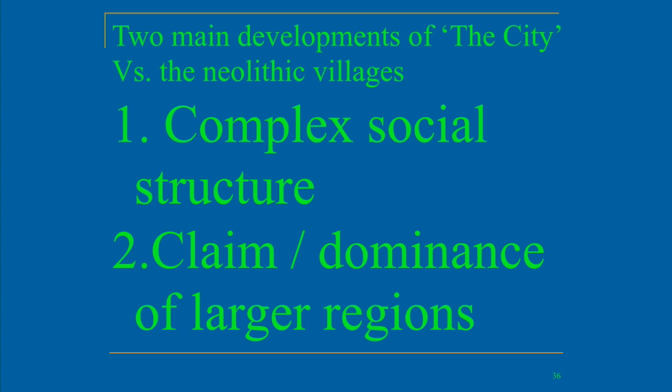Maybe the guy who collects taxes. Maybe the guy who orders the people to fix the wall. Maybe the guy who engineers the wall. You have all these different people that are overseeing all these different things. And then number two is the claim to dominance of larger religions. If you have a leader and you have a city of like 200,000 people, well, how far do your borders and influence extend politically, economically, socially?